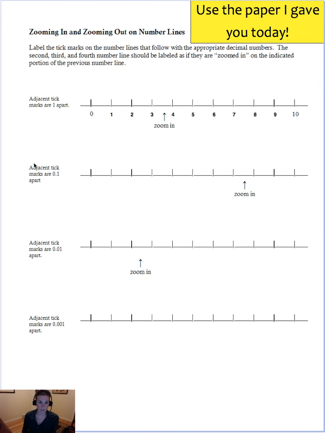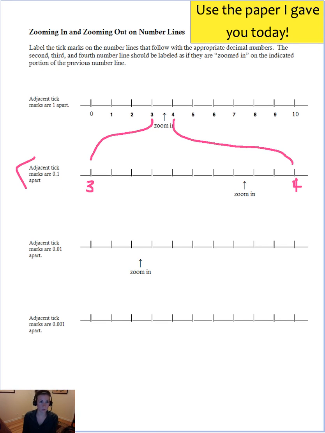Now for the next number line, we are zooming in on this portion. So the 3 now is over here, and the 4 is over here. Each of the tick marks represents 1. So the 3 comes down, the 4 comes down, and now on this number line it says adjacent tick marks are 1/10 apart.